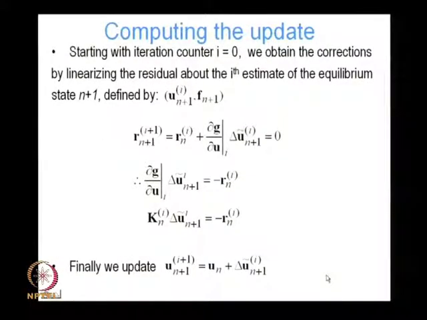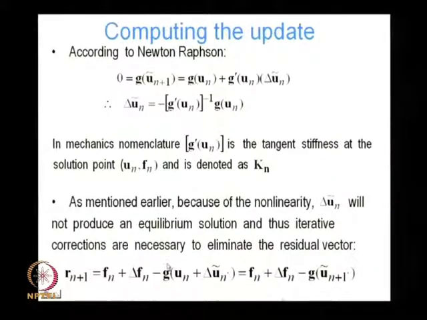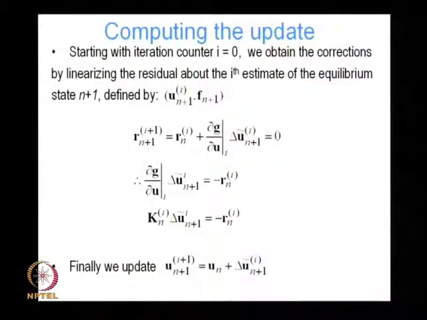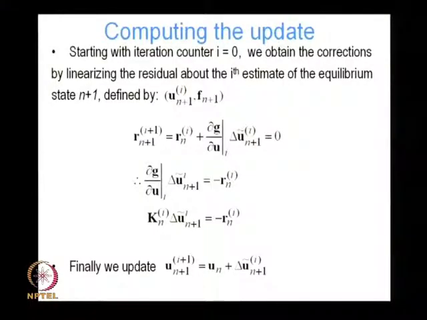So this is my residual. I start with a guess, and this is my residual, and then I have to minimize that residual. How am I going to minimize that residual? Again I will linearize. So let us again see what we do. We iterate, starting with an iteration counter i equal to 0, we obtain the corrections by linearizing the residual about the ith estimate of the equilibrium state n plus 1 defined by U n plus 1 i, F n plus 1.